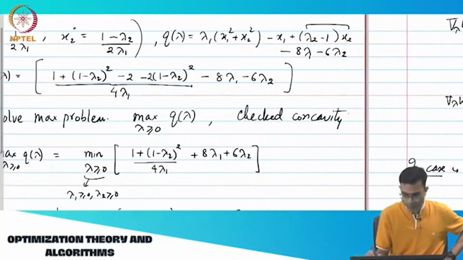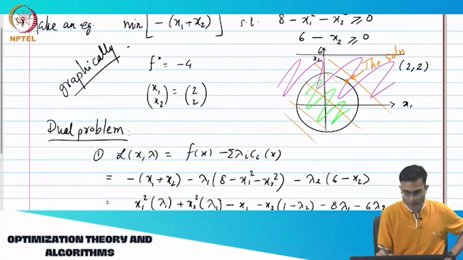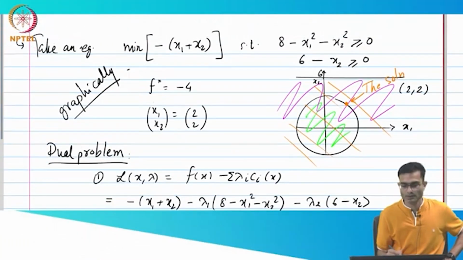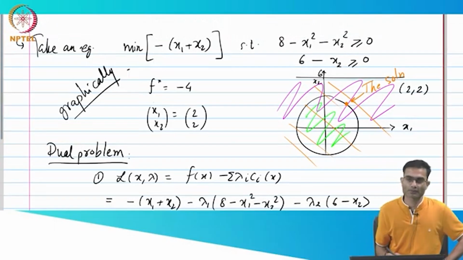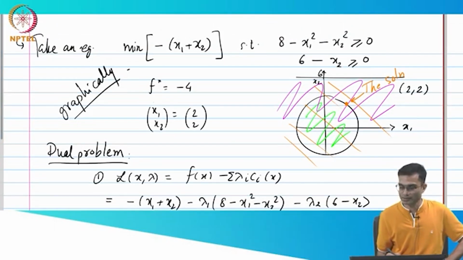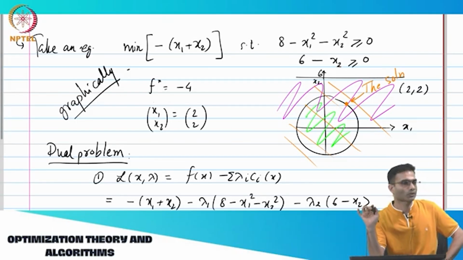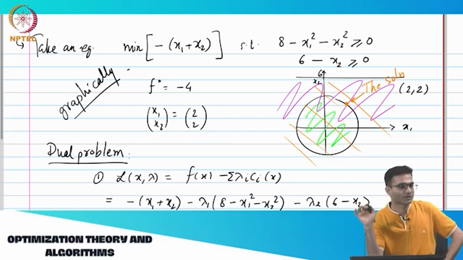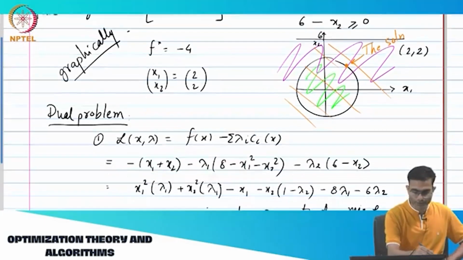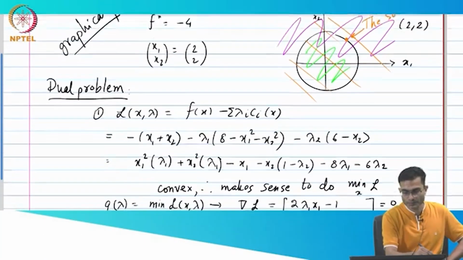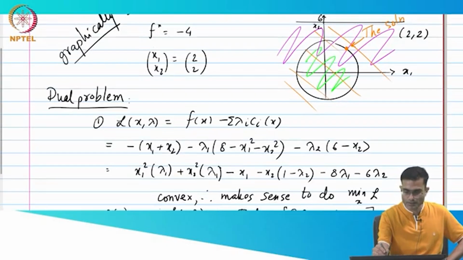So if we just do a quick refresher of what we did, we took this very simple problem, minimizing minus x1 plus x2 with these constraints. We saw the solution graphically is correct, right? It's 2 comma 2, optimum value is minus 4. Then we took the dual problem formulation, the objective function came as it is, which is here, and then I had the constraints over here.